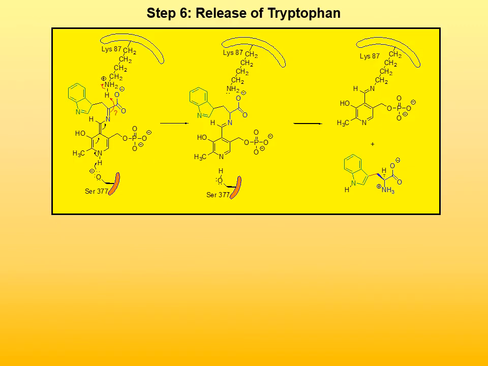And finally, we are going to consider the final step, step 6, release of tryptophan, in detail as an example of just how complex these enzyme-catalyzed steps are. And in fact, this is one of the simpler steps. So release of tryptophan from the enzyme involves the exchange of its bond to pyridoxal phosphate, or PLP, with lysine 87, with the residue of lysine 87. It is actually a reversal of steps 1 and 2.